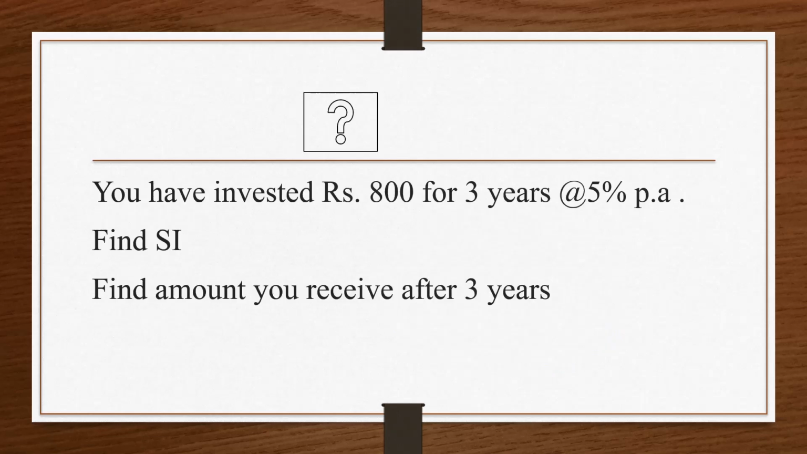Here is a question for you. You have invested rupees 800 for 3 years at the rate of 5% per annum. Find the simple interest. Find the amount you receive after 3 years. You have to calculate and give the answer.